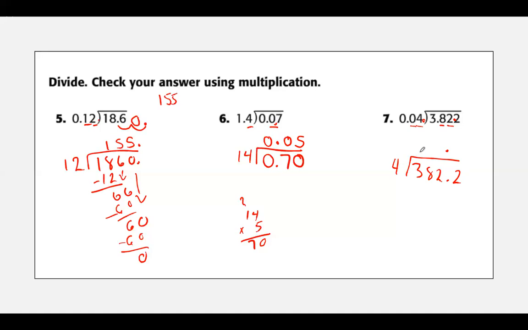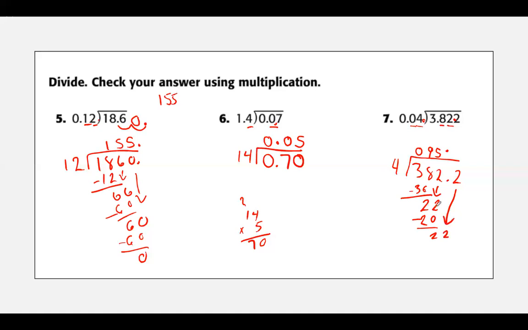So how many times does 4 go into 3? 0. How many times does 4 go into 38? Well, that goes in 9 times, because I know 9 times 4 is 36. I subtract, I have 2 left, and I bring down my 2. How many times does 4 go into 22? Well, I know 4 times 5 is 20. So I'm going to put 5 here, right? And 4 times 5 is 20. I take away, and I've got 2 left, and I bring down my 2.